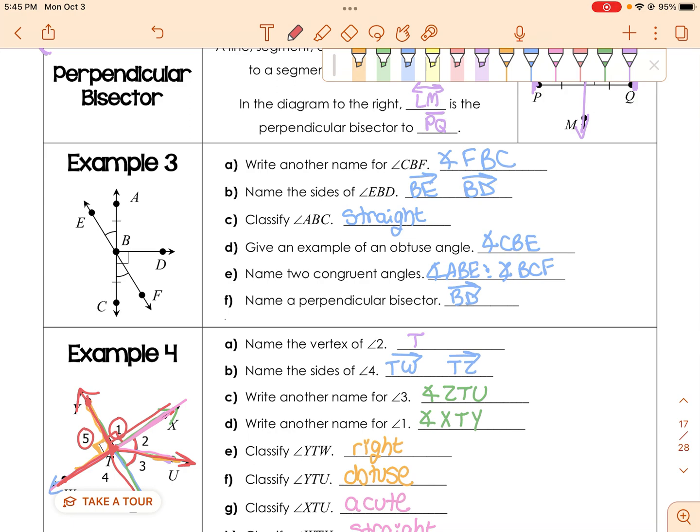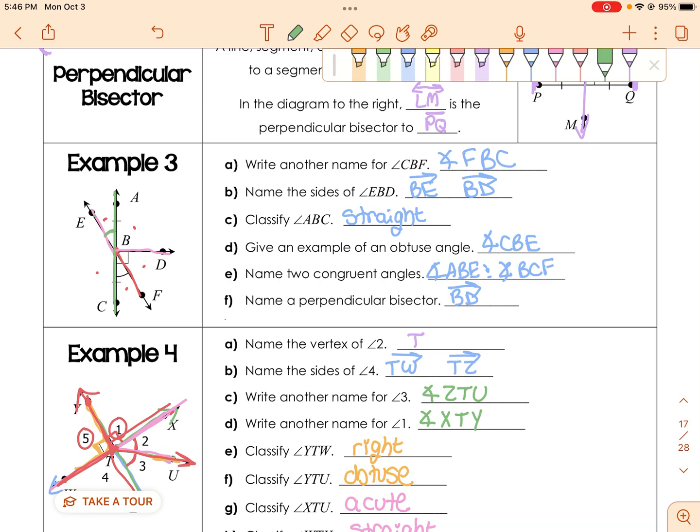Alright, so for example 3, another name for angle CBF could be FBC. In this case, you can't just call it angle B because there's so many angles here. There's 1, 2, 3, 4, 5 angles that have angle B as the vertex, right? The sides of angle EBD are ray BE and ray BD. Angle ABC is straight. An obtuse angle, there's many. I said here CBE. You could also say angle ABF.